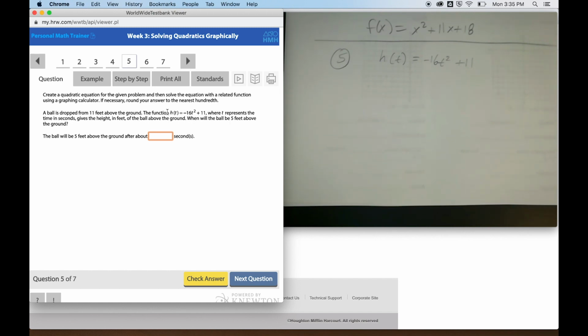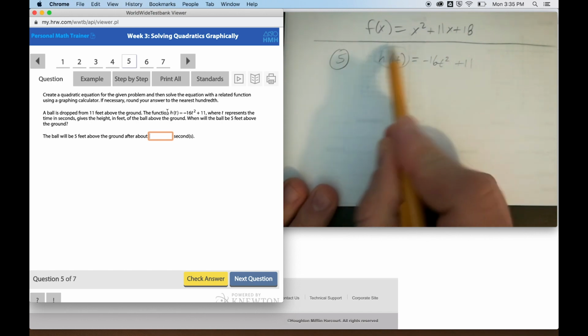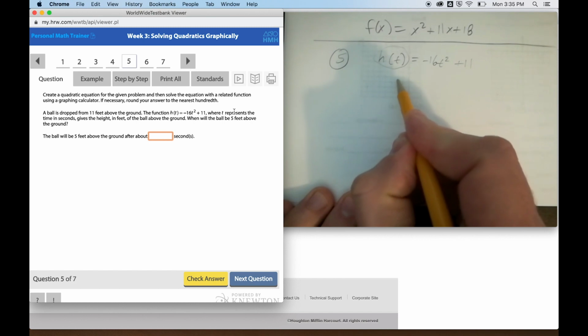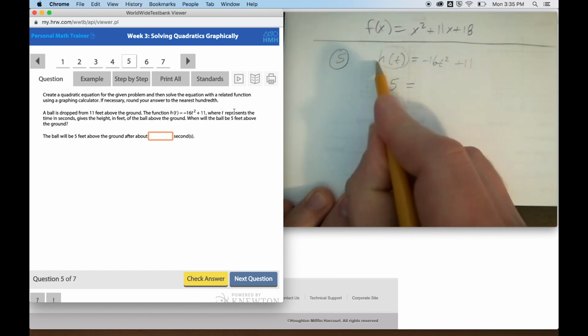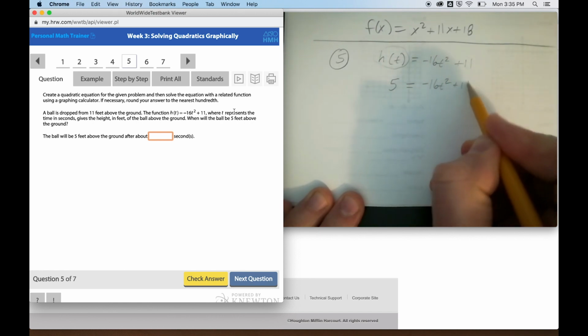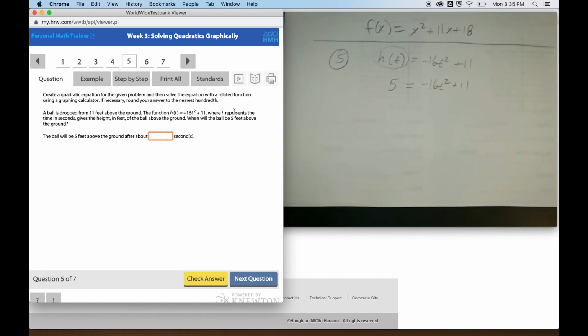If you think about what this equation means, this here represents the height, and it gives us a height here. It says 5 feet. When will it be 5 feet above the ground? So we actually put the 5 in for h of t here. We're asking the equation in a way, what value of t, how long will it take for the height to be 5 feet? And now we solve this just like you've done the previous problems.